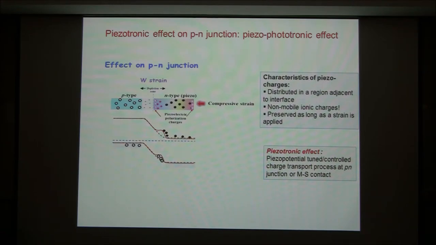If you change to compressive strain or tensile strain here, you have positive ion. Positive ion lowers the local barrier a little bit. You can see this small change: applying different strain produces different signs of polar charge. You can raise the barrier or lower the barrier here. This can gigantically change the transport behavior of the carrier at the interface.